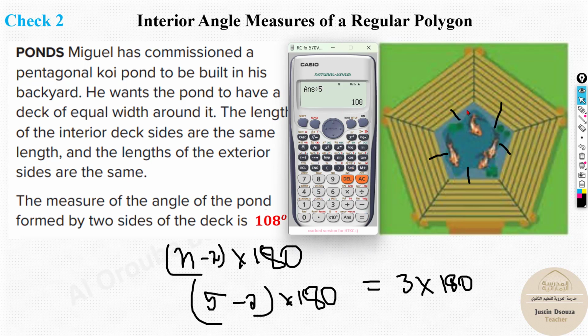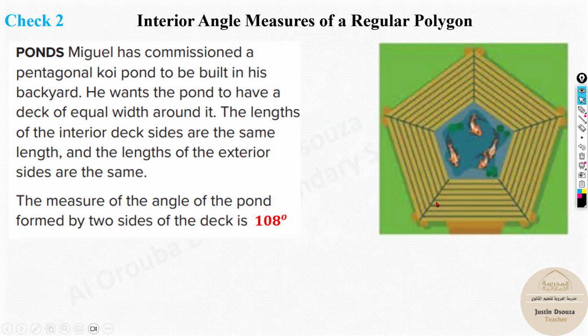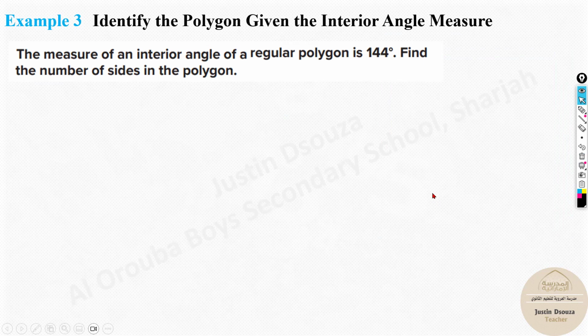So the angle between two sides is 108 degrees. Why? Because you find the total angle, 3 times 180, that is 540 degrees, and then we know a pentagon has 5 sides and this is a regular one, that means all angles are equal, so you just divide. So divide 540 by 5 to get 108 degrees. It's as simple as that. Let's move on to the next one.